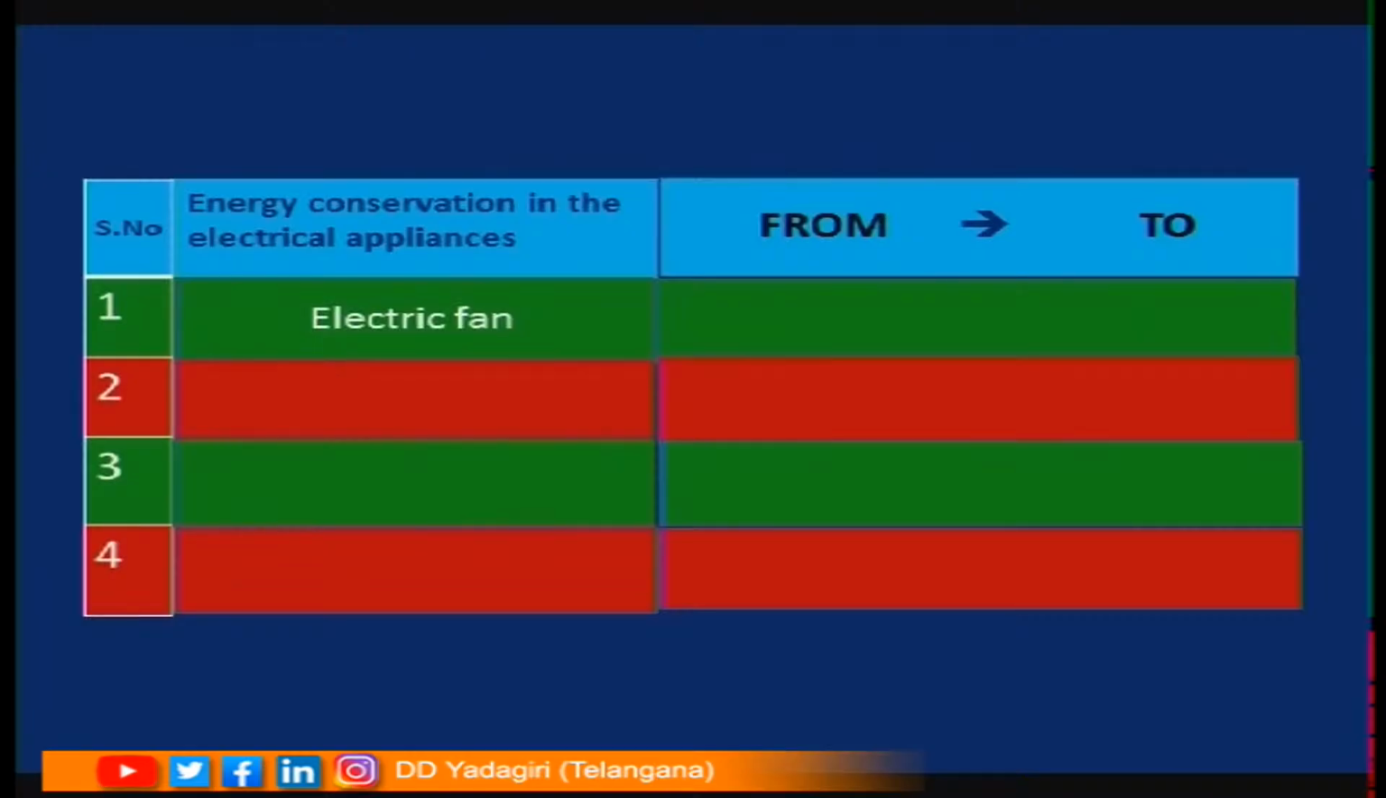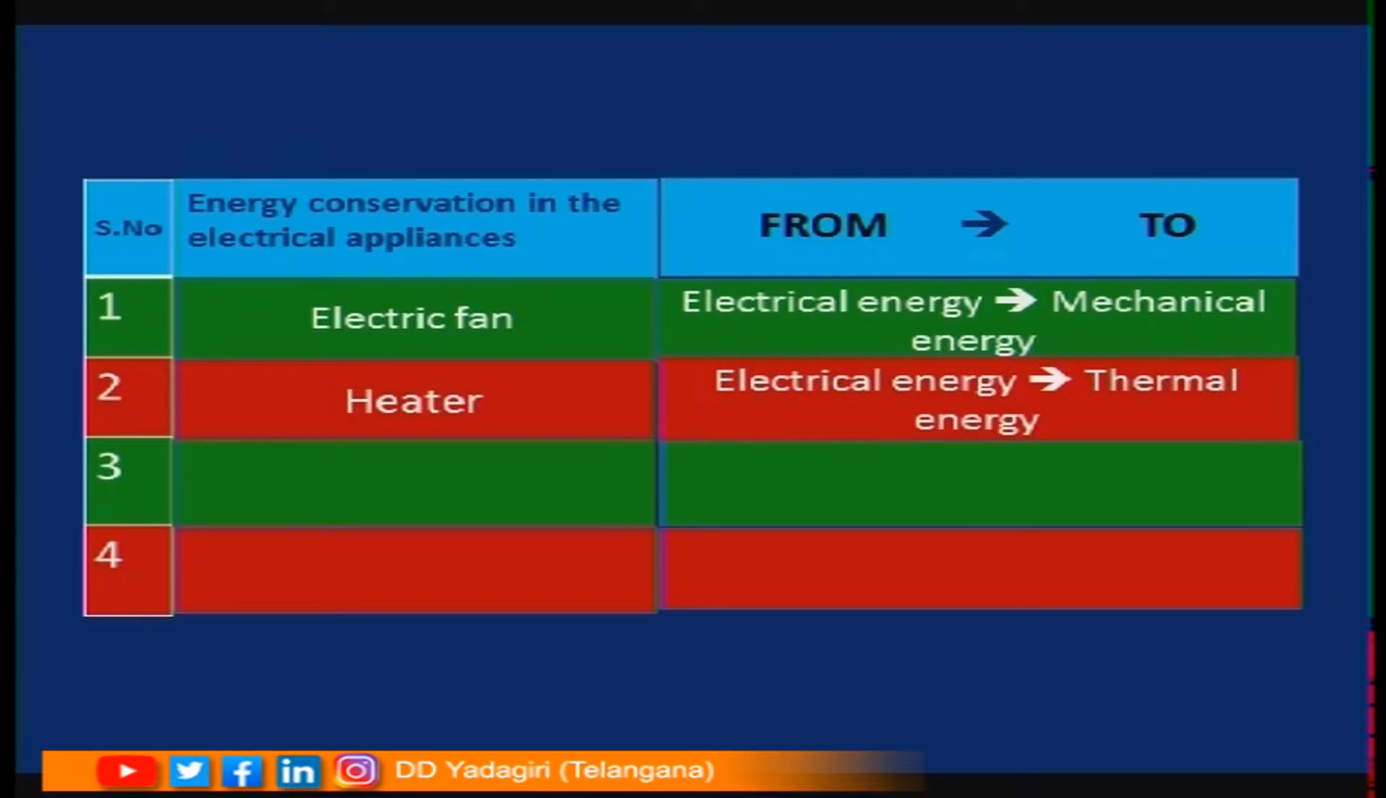We can take some more examples from our day to day life. Tell me, children, in an electric fan, to which form is it converted? Electrical energy to mechanical energy. Whenever you switch on the fan, you have to give the power supply. Then what happens? Yes, the fan will rotate. Rotating means mechanical energy. Heater: here also electrical energy is converting into thermal energy, that means heat energy. Electric bulb: electrical energy is converting into, yes, light energy.